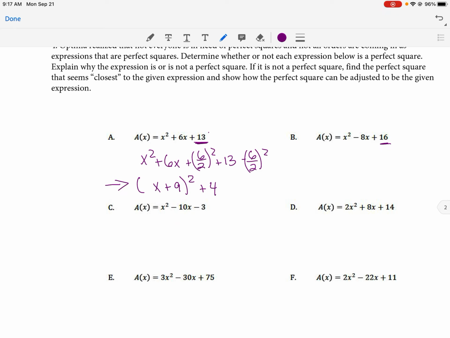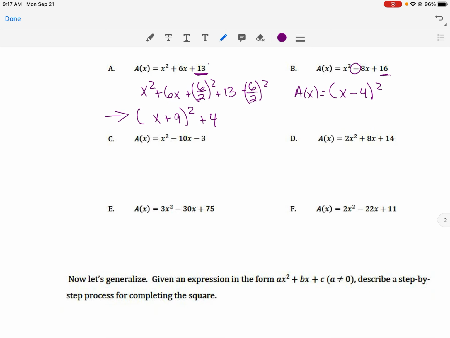B, 16 is a perfect square. If it matches, the square root of 16 is 4. 2 times 4 is 8. We're good to go. Notice it is minus, so it's x minus 4 squared. A of x equals that.